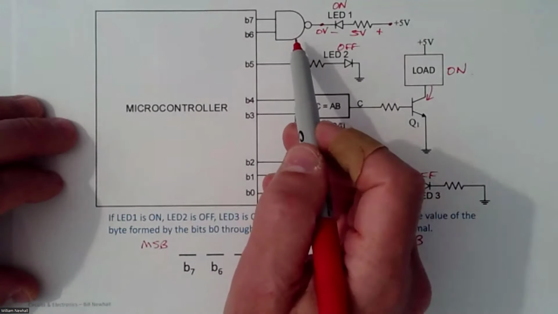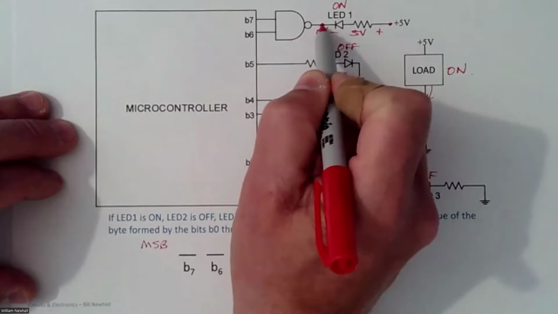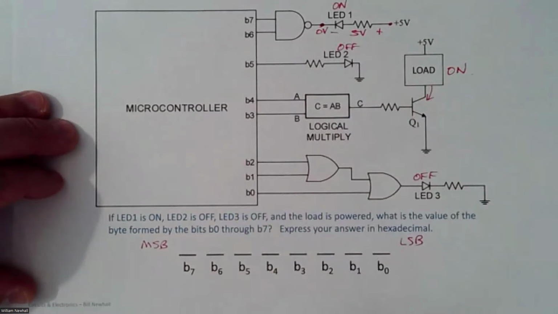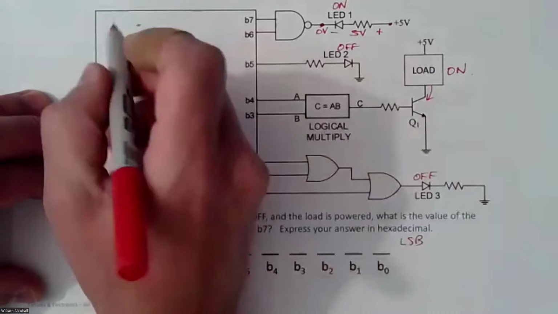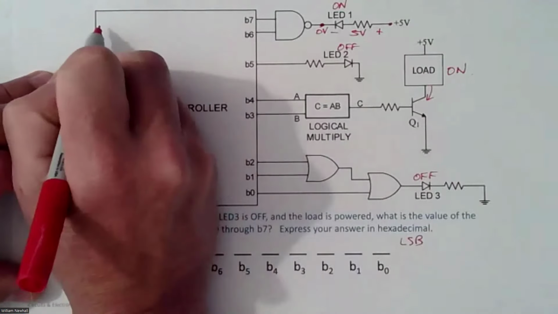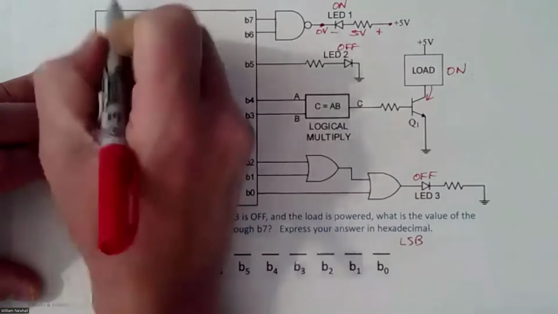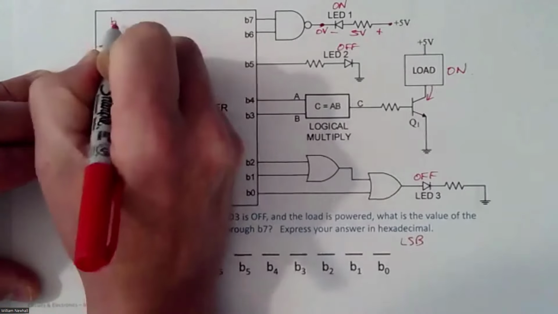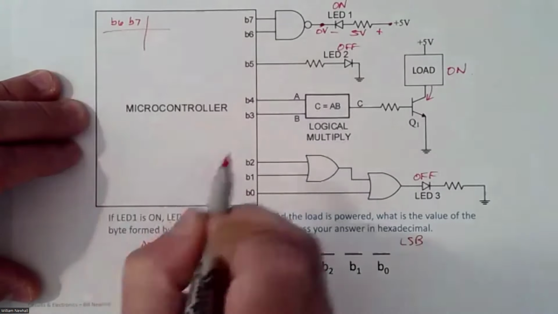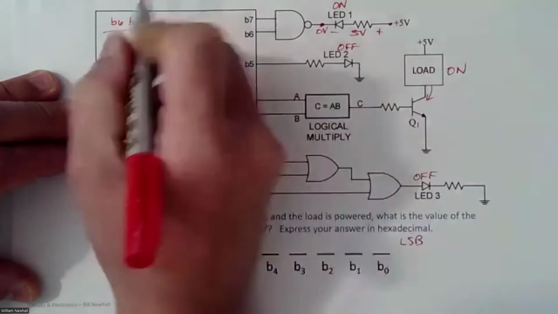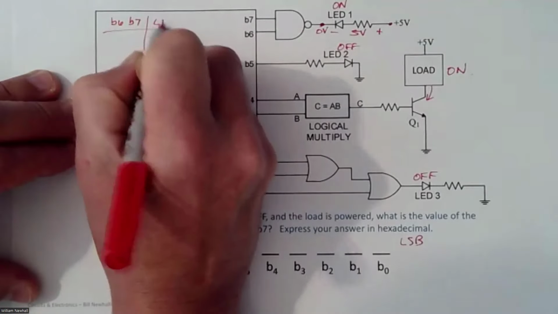Right, this is a NAND gate, so we have to figure out, well, how do we get 0 volts at the output of a NAND gate? Well, if I write the NAND gate truth table, let's see, I'll just write B6, B7. And I don't know, let's call this output L1 for LED1, something like that.